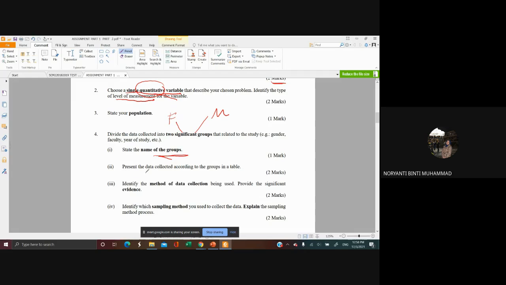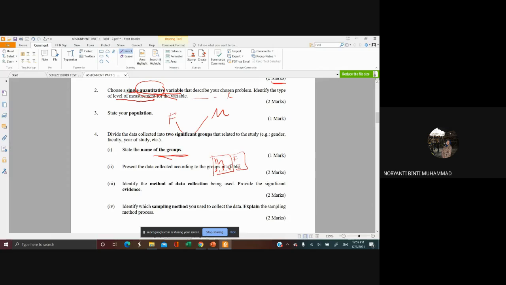Then present the data collected according to group in the table. So when you have male and you have female, you list out the value. What's the value here? Look back at your variable. If I say my variable here is how much they drink plain water per day, it will be in liters. So maybe here is 2 liters, 3 liters, 4 liters, but this one is from male respondents.